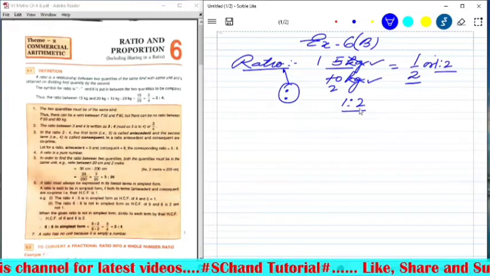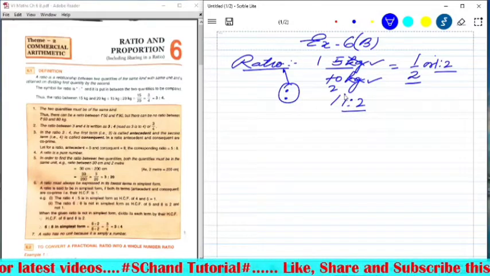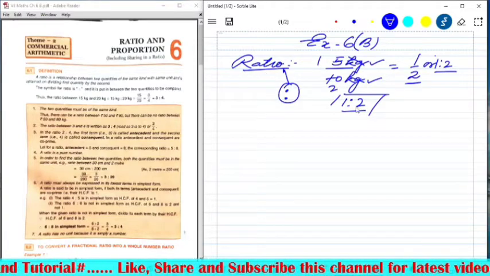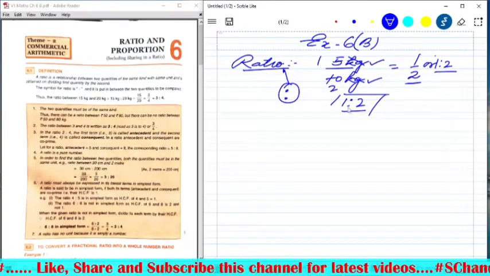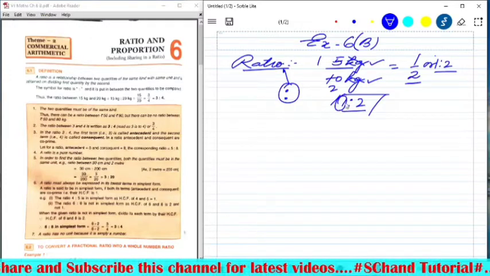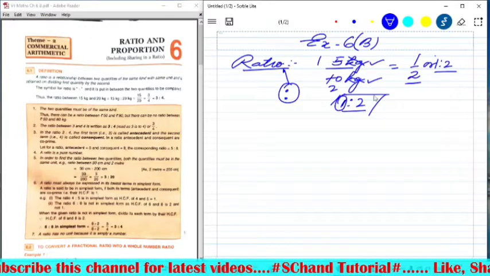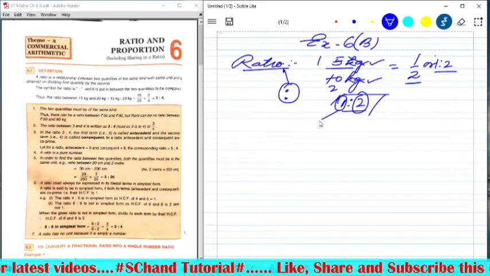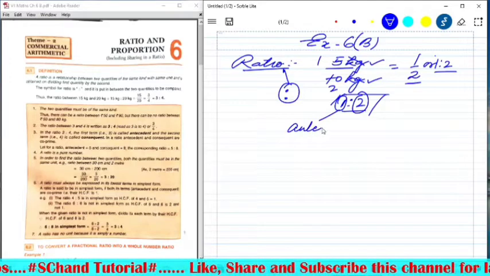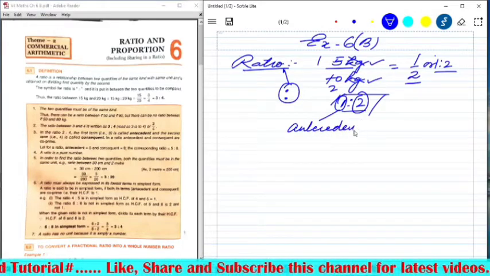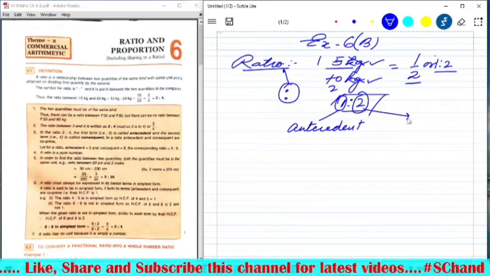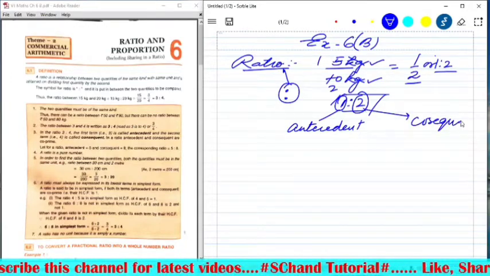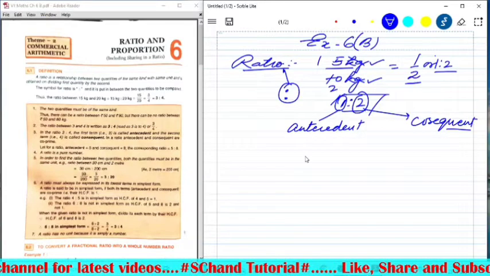So for a ratio, the two quantities must be of the same kind. The unit must be the same, and the ratio is a pure number. It does not have any unit. The first number in the ratio is called the antecedent, and the second number is called the consequent. So this you have to remember.